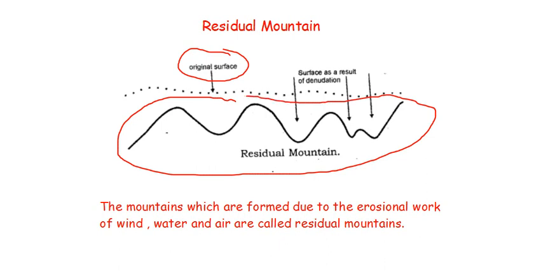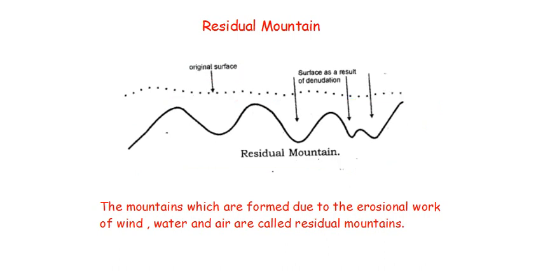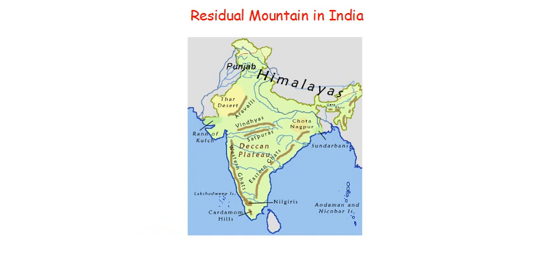Because after erosion, whatever part is left over, that leftover part together forms the residual mountains. In our country, India, in the northwestern part, Aravalli is an example of residual mountain.